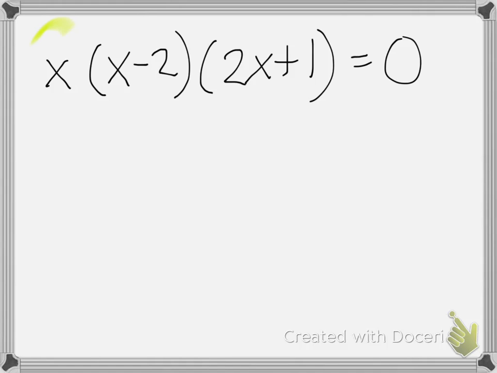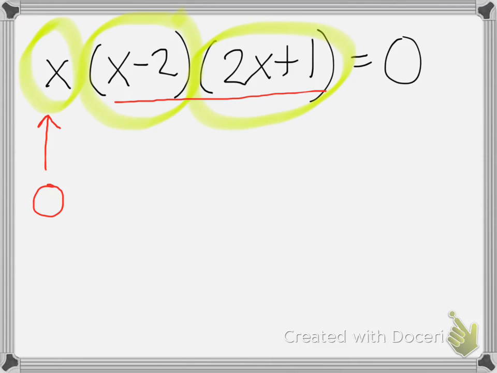So we're looking at 1, 2, 3. So I might have 3 different answers. If this was 0, it would make all of this be 0, wouldn't it? Because 0 times anything is 0. So I know that 0 is one of the answers. Okay?